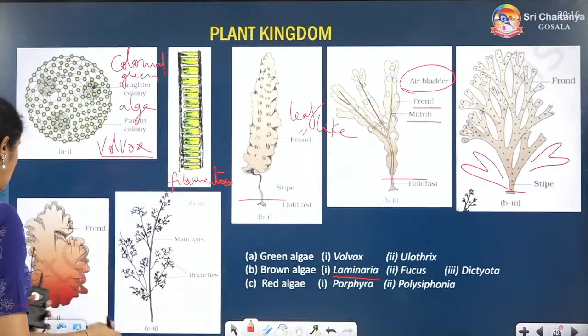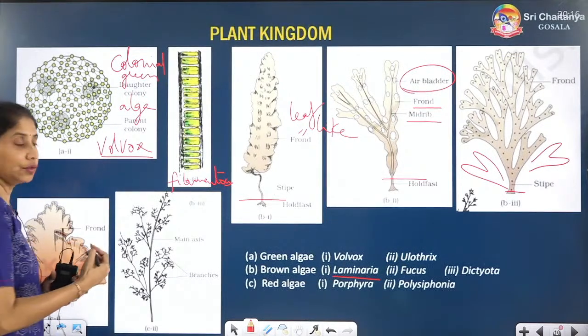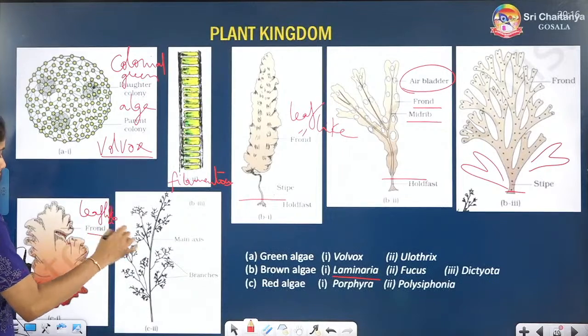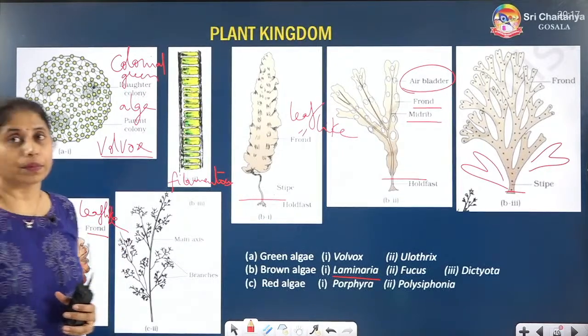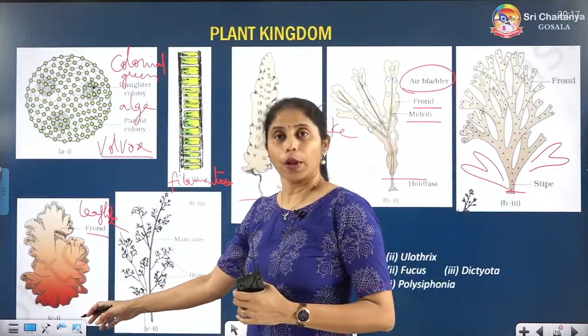Next, the last two are red algae, these two. You can see it is looking just like a frond. Just a frond is there here. That means only a leaf-like structure is there. This is the porphyra. Just a leaf-like structure is there. That is the porphyra. Okay.